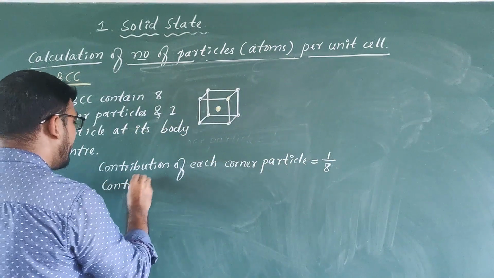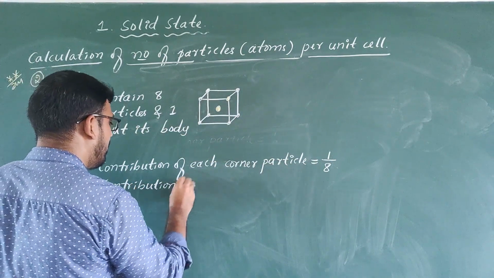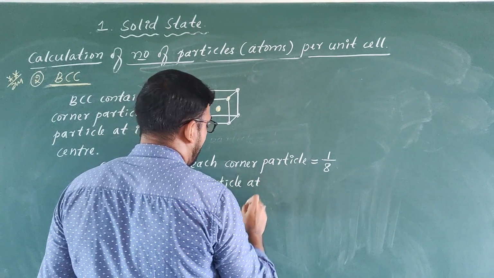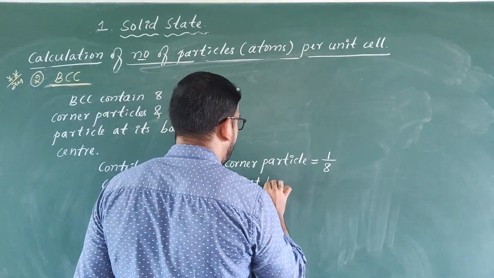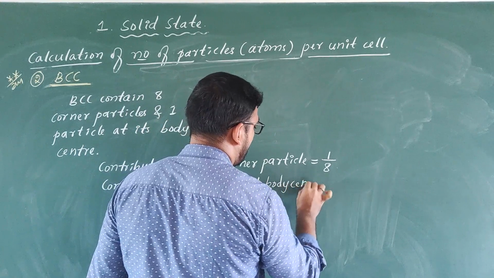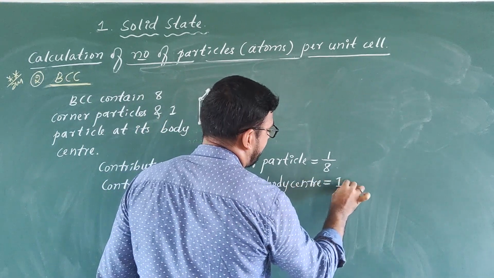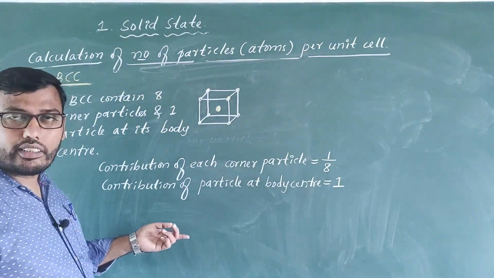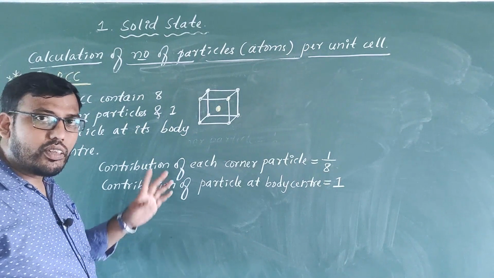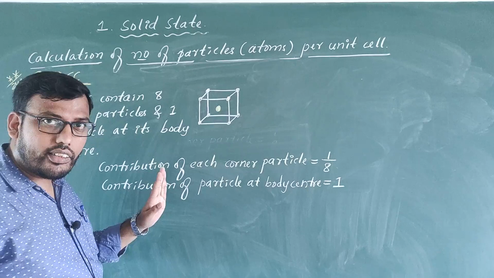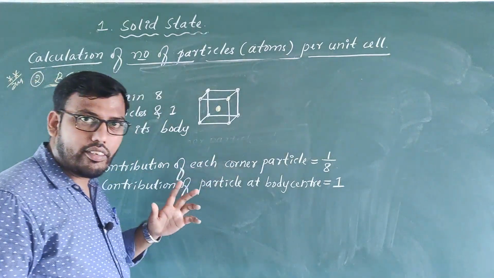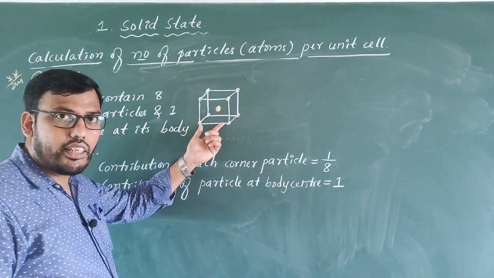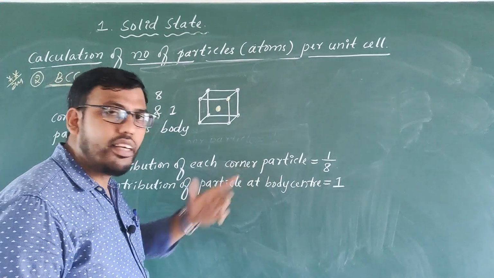Contribution of the particle at the body center, you know it is 1. So I have written two contributions here because two types of particles are present, that is the only important thing. In the simple cube there were particles present only at the corners, that's why we took the contribution of corner particles. But in this case, along with corner particles we have a particle at the body center also, so that's why I have written the contribution of the particle at the body center.